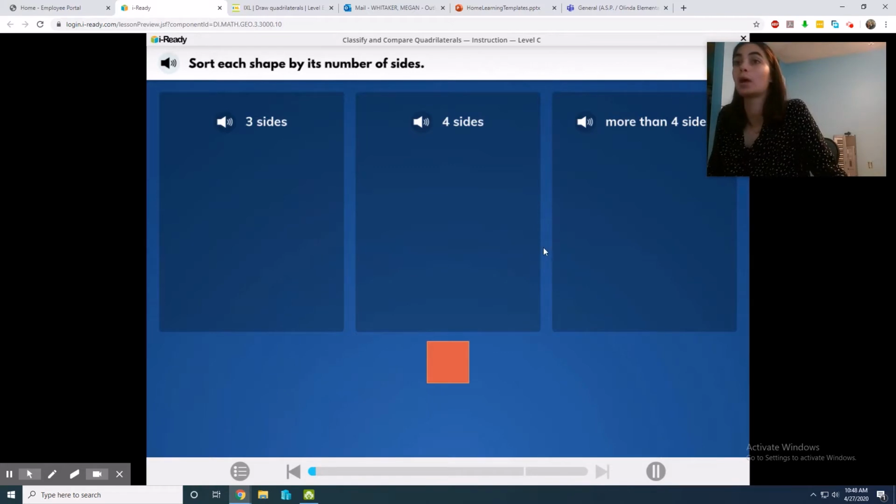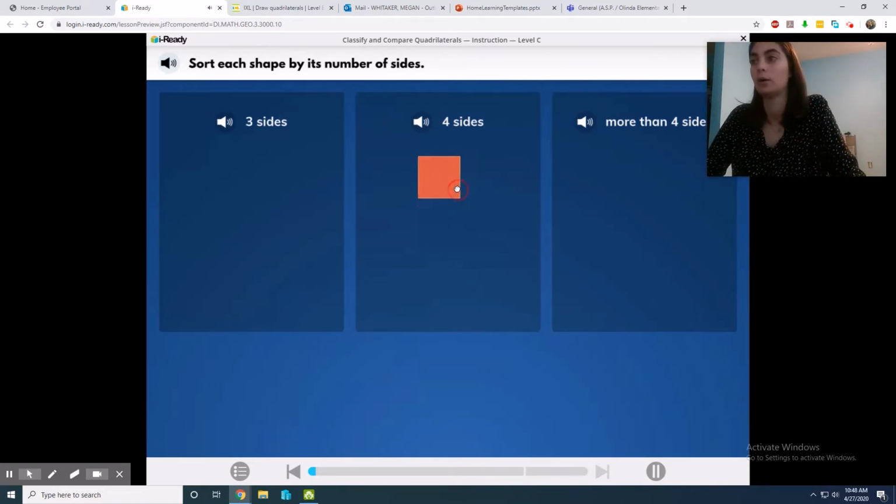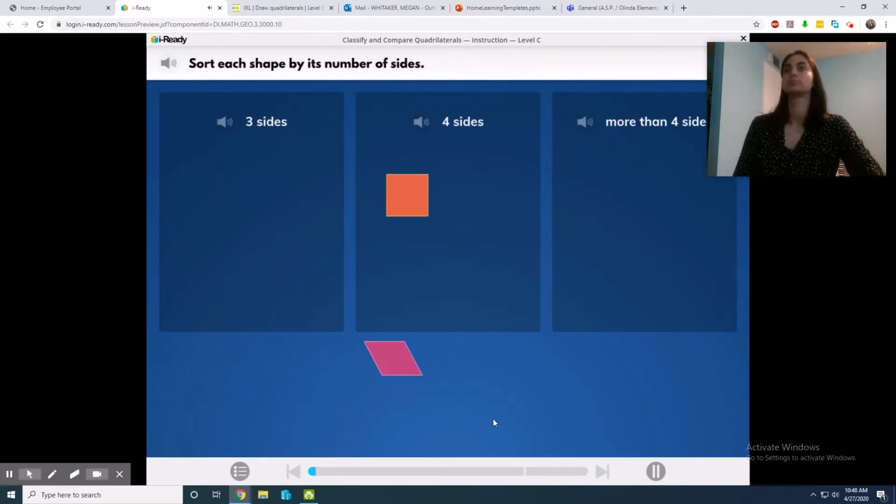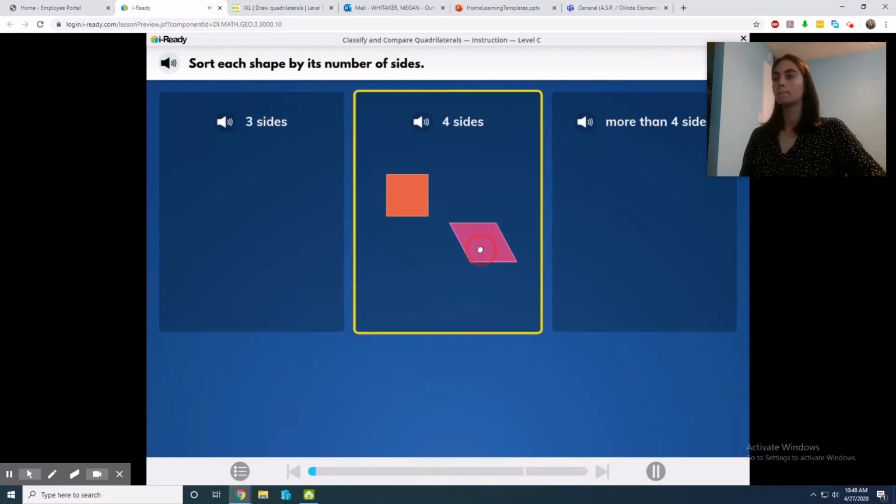So this one's a square. A square is a quadrilateral. A quadrilateral is just any shape that has 4 sides. If I count 1, 2, 3, 4, it has 4 sides, so we're going to put it in the right category. This is also a quadrilateral because it has 4 sides. 1, 2, 3, 4.